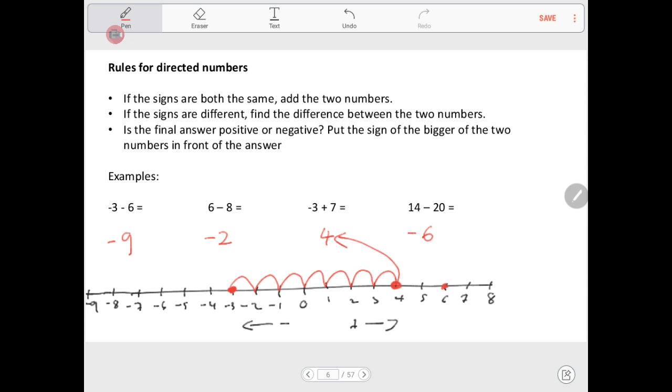So you can visualize these using the number line as well. If you're still confused, make sure you get me over and we can do a few more of these ones together. And we'll sort that out.